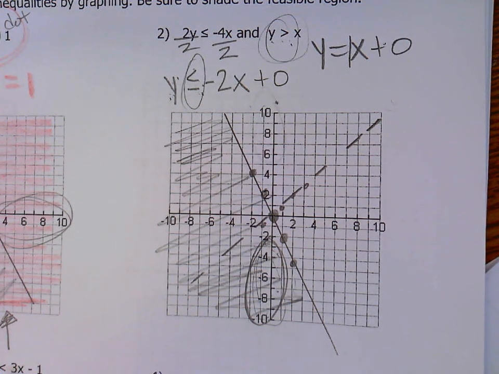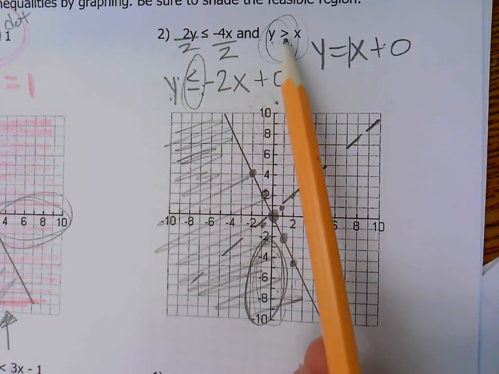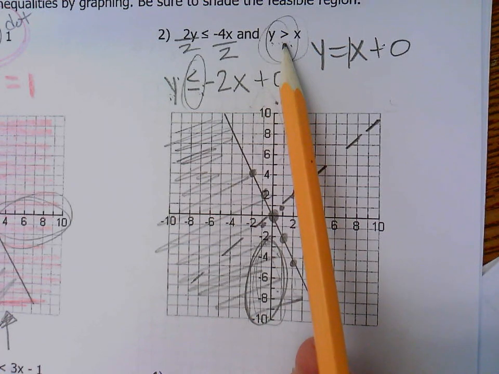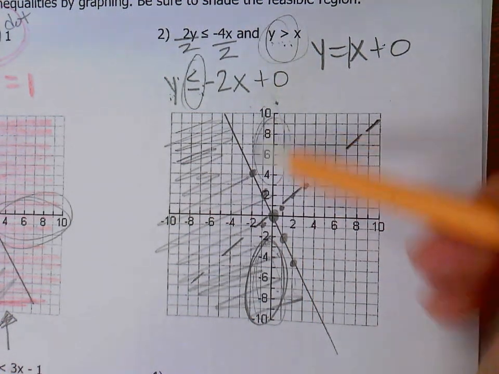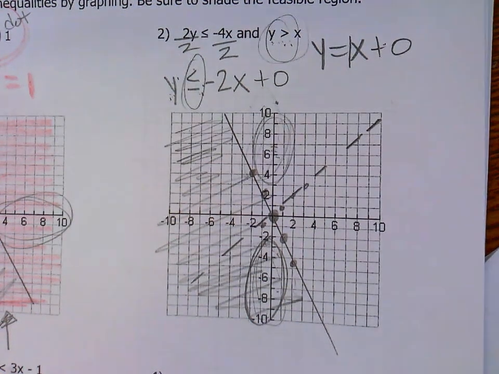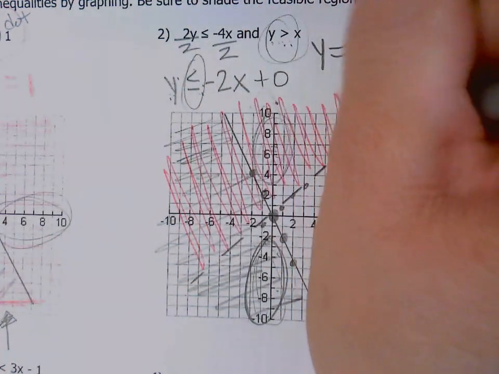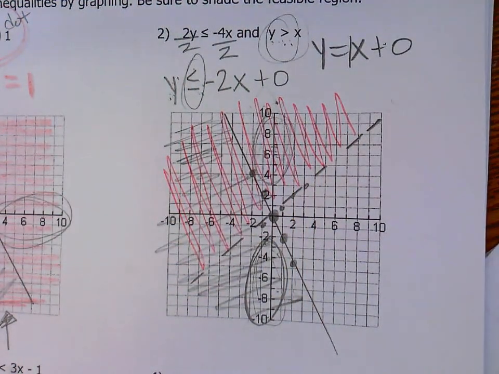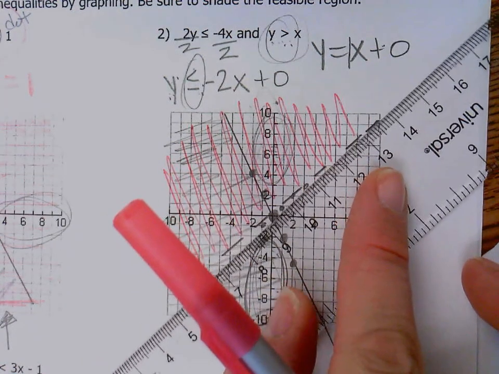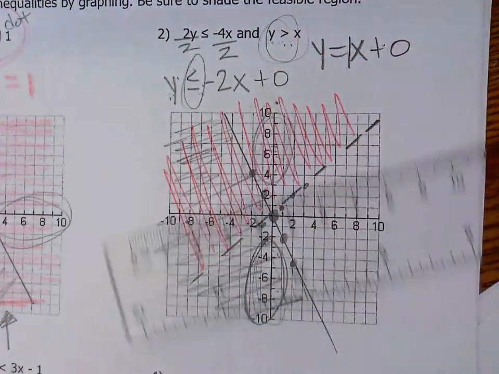All right, should I shade above or below? This says y is greater than. So these y values are bigger than the dotted line. So I want these y values. Yep, so I'm shading above. So if I shade above, then I'm shading in this direction. You might want to put your ruler there, right? You're shading above the entire line all the way across.